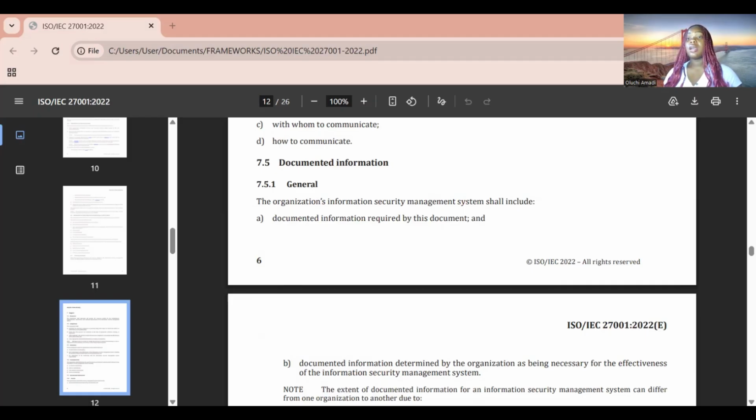The document has to contain the owner of the document. It has to contain the date. It has to contain the version of the document. It has to contain the location. It has to contain the author. It has to also contain the retention period. So these are the things that each document, the document control page, has to have. Then that is all for clause 7.